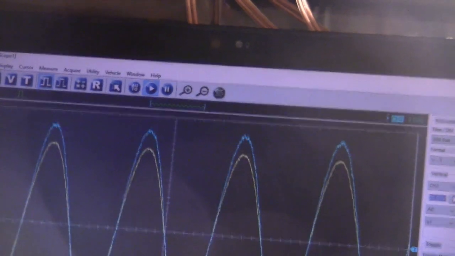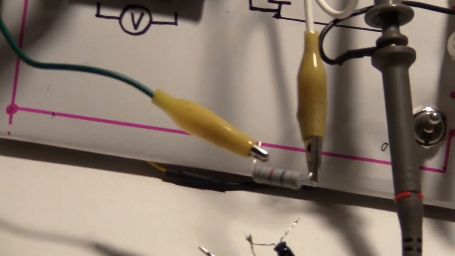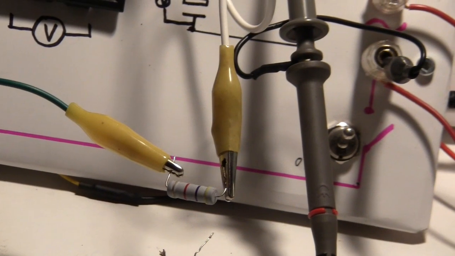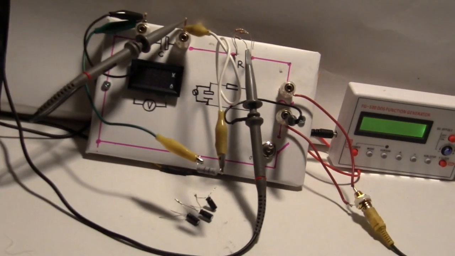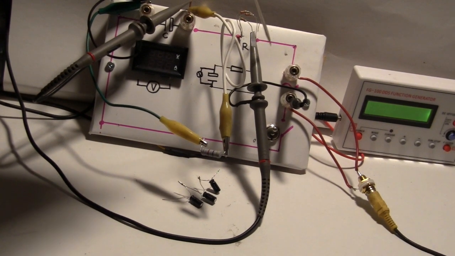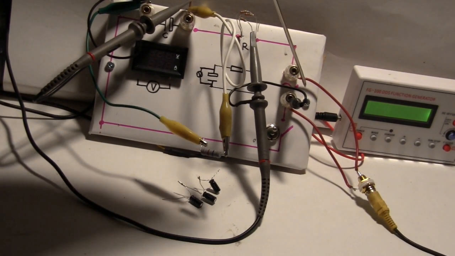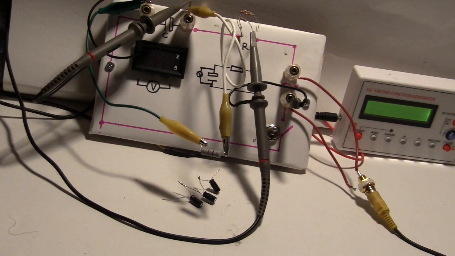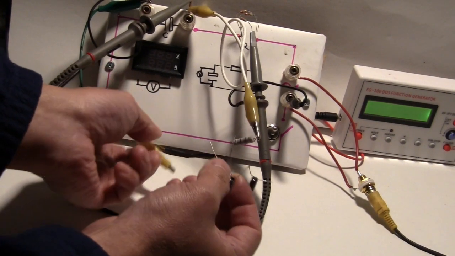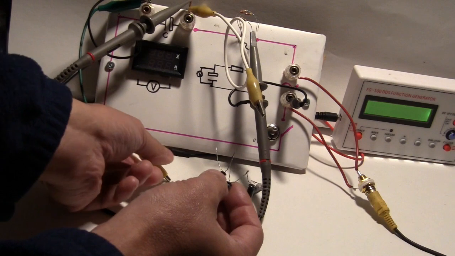Let me move down to see what we have in the circuit. This is the resistor we are testing in channel 2, and this is the resistor we tested in channel 1. The signal is coming here and going through here. Both are resistors. Now, let's replace the resistor with the capacitor.